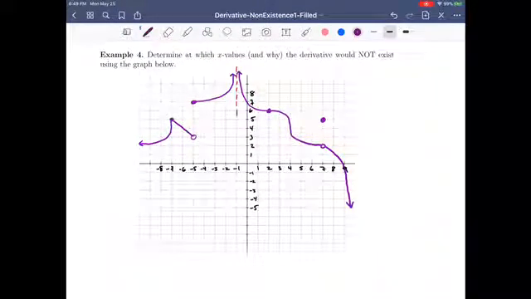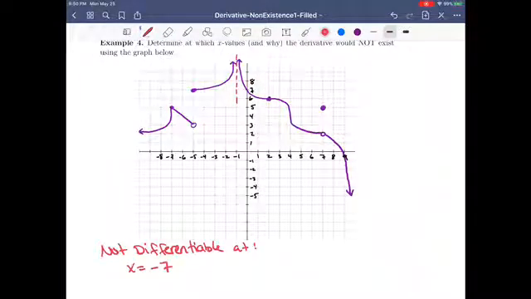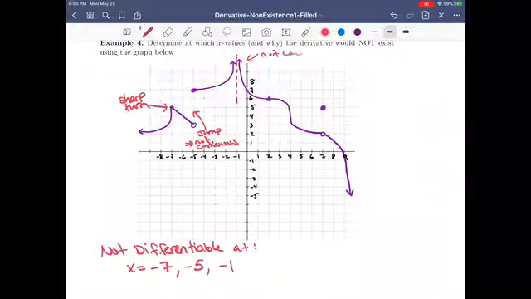So let's just quickly look at this example. We want to think about for what x values the derivative would not exist. I've labeled a couple of points here. First, I'm just going to go from left to right. Not differentiable at: the first one is -7. When x is -7, this is a sharp turn. That's a bad thing, so there's no derivative there. Also -5. At -5 there's a jump, which means not continuous. So that's enough to be not differentiable. At -1, there's a vertical asymptote, so it's not continuous.